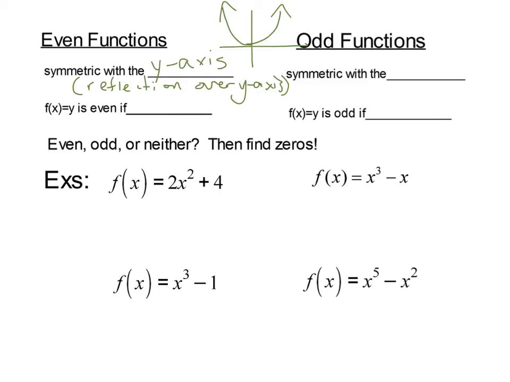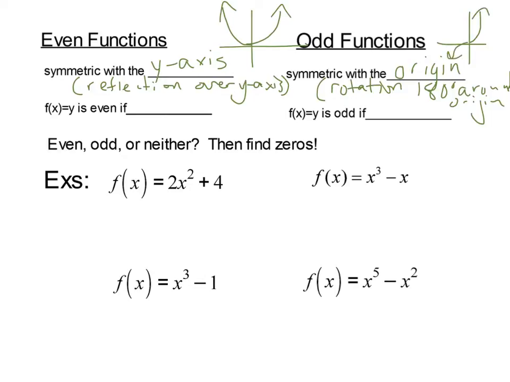Okay, an odd function is symmetric with the origin. All right. It is a rotation 180 degrees around the origin. If I can fit that on there. All right. So it's a rotation of 180 degrees around the origin. Now, for example, it might look like an x cubed. Imagine that again. Also has an odd degree.